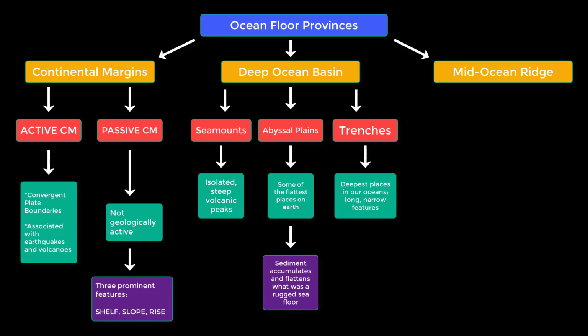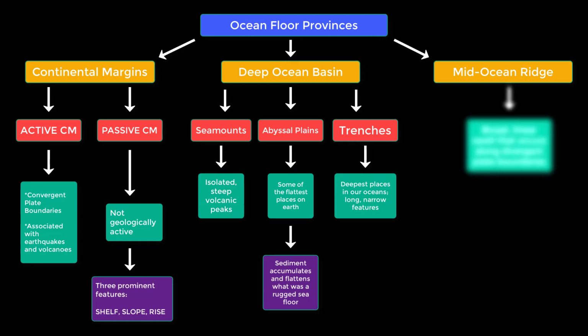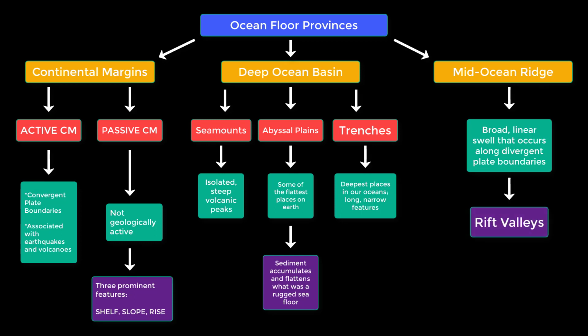The final ocean floor province that we overviewed was the mid-ocean ridge. The mid-ocean ridge is a broad linear swell that occurs along divergent plate boundaries. Really important features associated with oceanic ridges are rift valleys. And rift valleys are deep, downfaulted oceanic ridge structures. So hopefully this concept map serves as a really good summary of the three ocean floor provinces that we've covered in the previous two vodcasts.